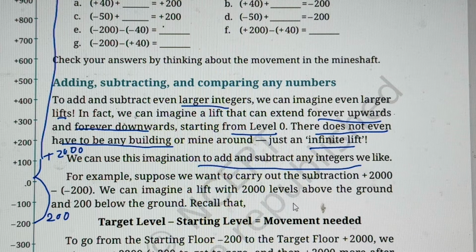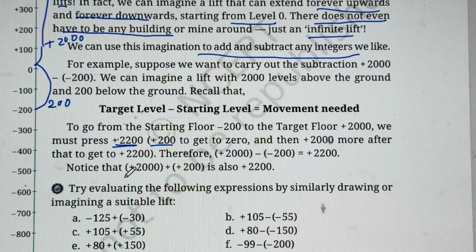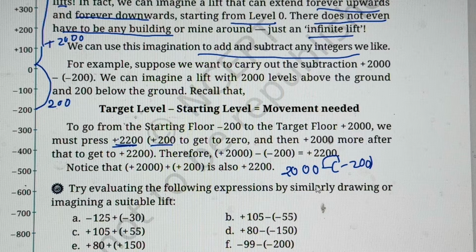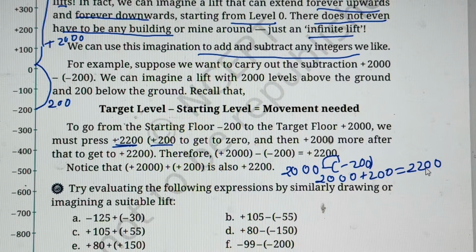Or the other way of doing it: 2000 minus (minus 200). So this minus into minus becomes plus. 2000 plus 200 gives 2200, right? So whichever way you understand, you can do it with larger numbers. You can imagine a lift, a very large lift like this, and then understand the steps to be carried forward.